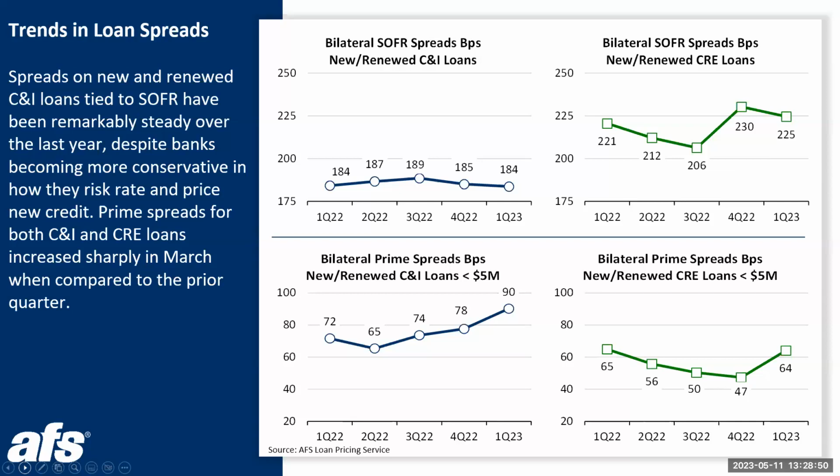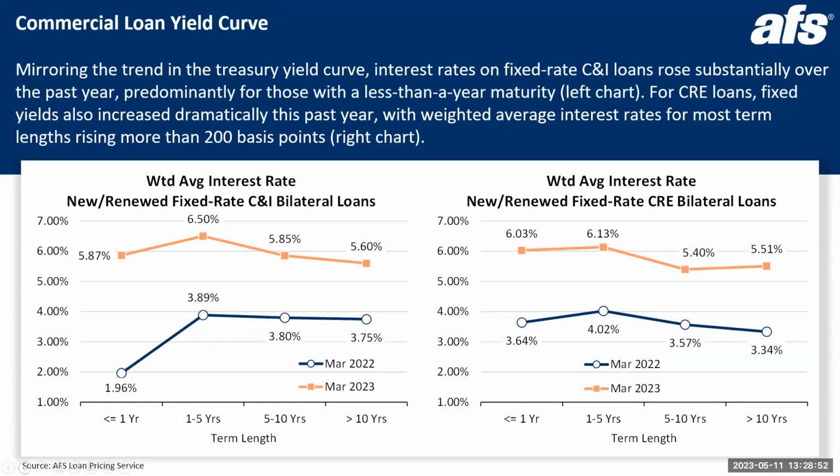On the next slide, we look at fixed-rate loans. Here in the left-hand chart, we see that interest rates on fixed C&I loans in March increased the most for loans with a short duration. This drastic increase is attributable to the Federal Reserve beginning the process of raising interest rates a year ago. It's also interesting that with the exception of the 1 to 5 years duration, these rates are in a tight range.